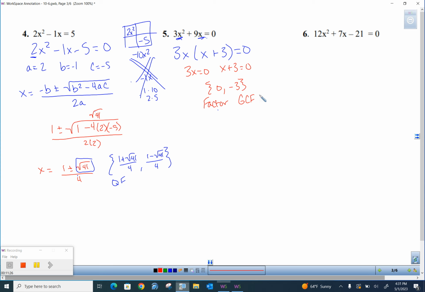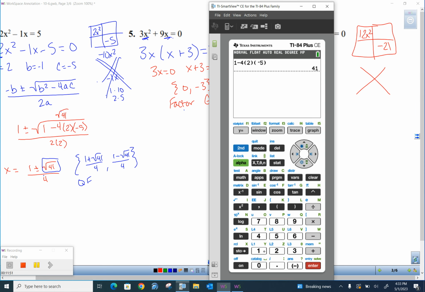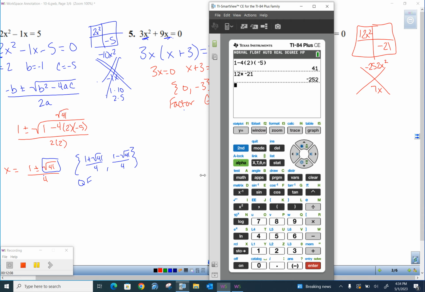Okay, over here, when we're looking at this problem, the 12x squared, the 7x, and the negative 21, there's not a GCF involved. So if you were going to factor, you would have to set up a box, 12x squared, negative 21, and in our diamond, we would have to look at the factors of the 12 times the negative 21, which is negative 252. The add to be 7. And you might spend quite a bit of time trying to find the ones that may or may not work.